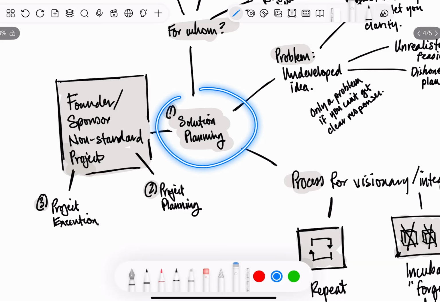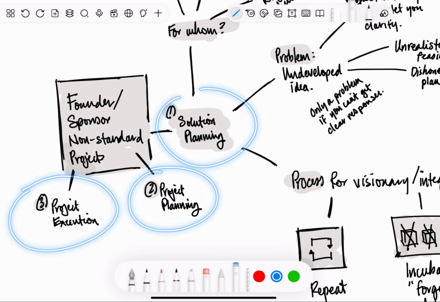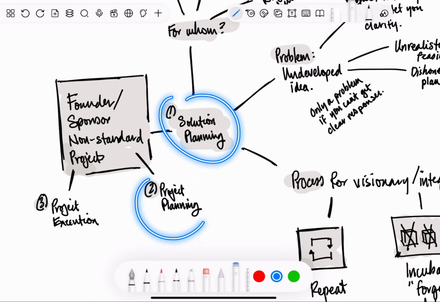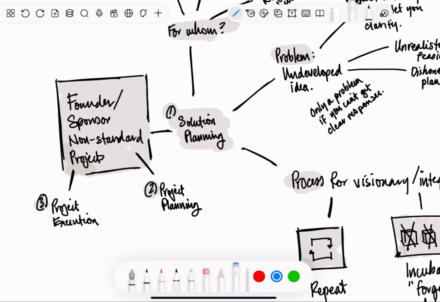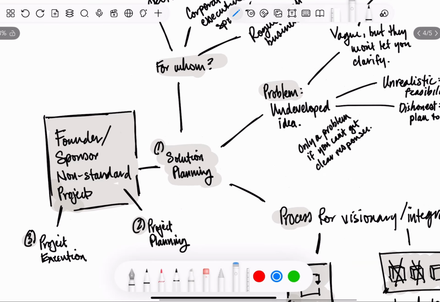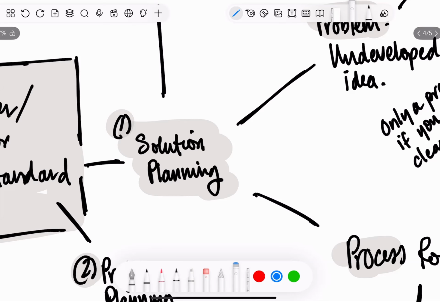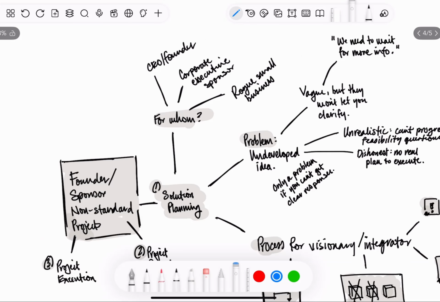I have three areas that are really important to get a project finished. So the start, the middle, and then the actual execution. And so let's focus on solution planning. When we have a vision or some problem that needs to get solved, and you are thinking, okay, well, I'm going to start a project.